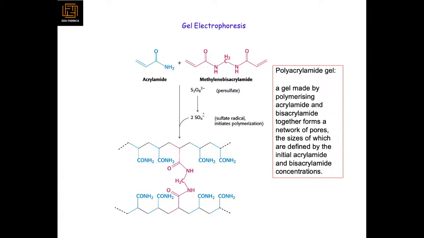And the acrylamide that we're using, the polyacrylamide gel is actually made by polymerizing acrylamide and bisacrylamide. They get polymerized together to make this chain membrane structure, which forms these pores through which your proteins will be moving.